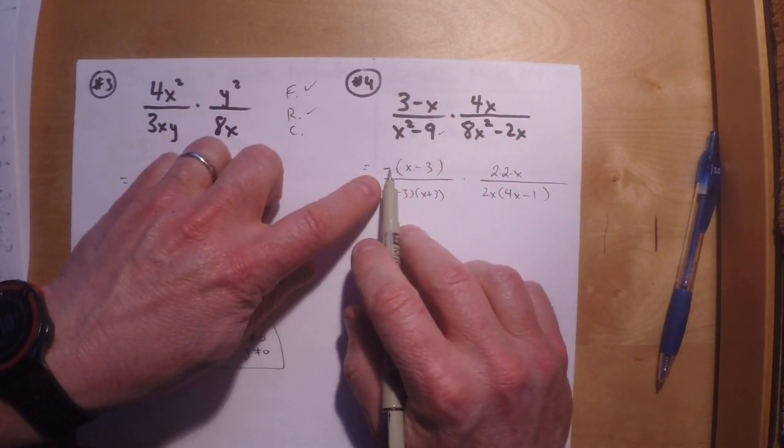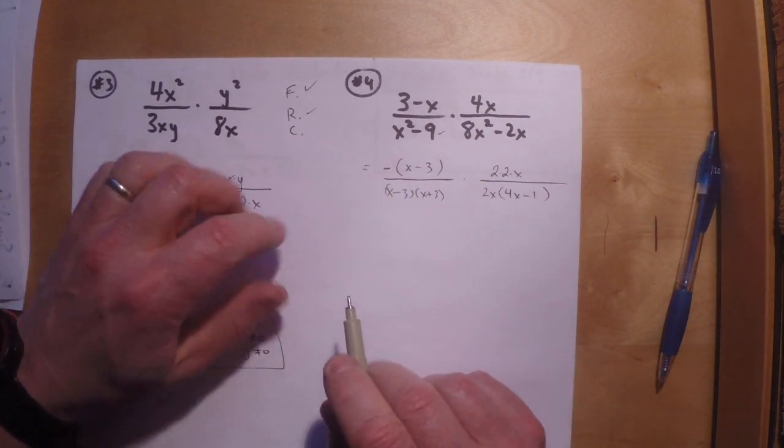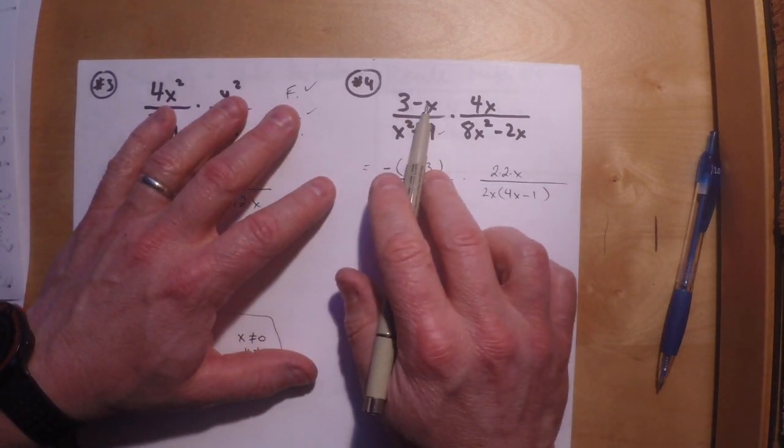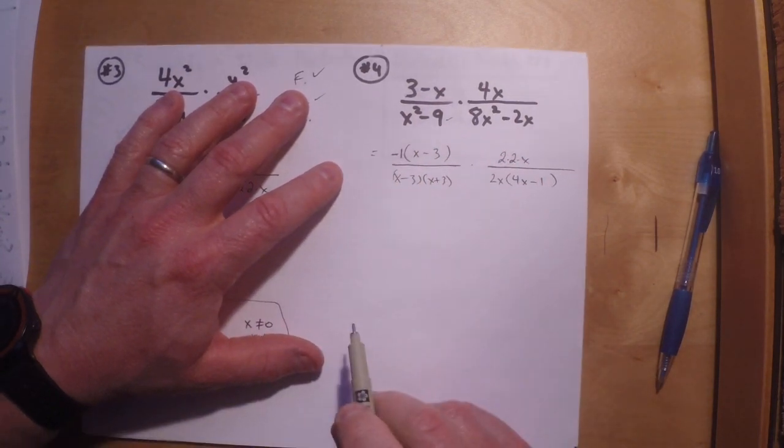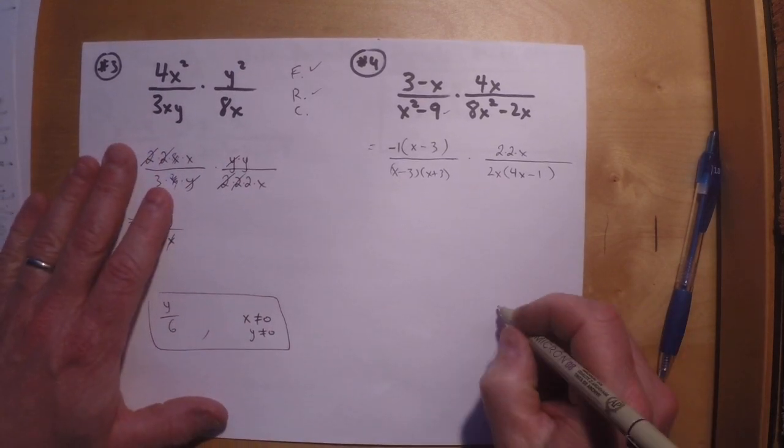And I'll just double check this. If I FOIL that in, minus x plus 3. So it's just a witty way. If you see something backwards, I can factor out a negative 1 if you want. I'll put a 1 there. So now I've done all that. Let's look at the restrictions.